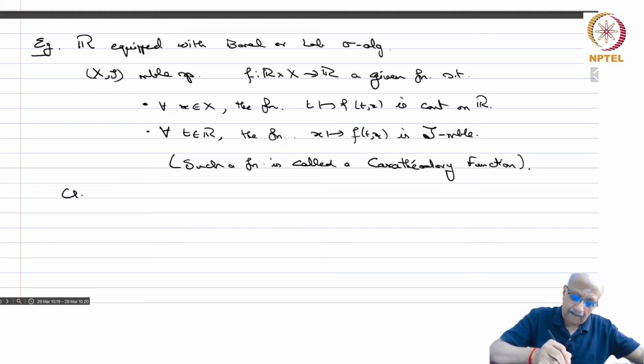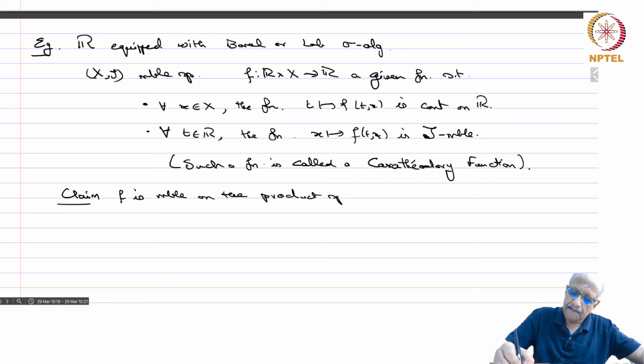So claim: f is continuous on the product, f is measurable on the product space. Whether you put Borel cross S or Lebesgue cross S, it doesn't matter. Whatever it is, it is measurable. Okay, so we want to prove this.